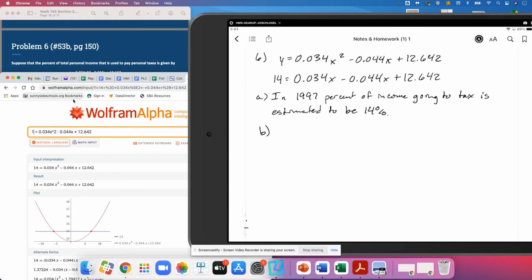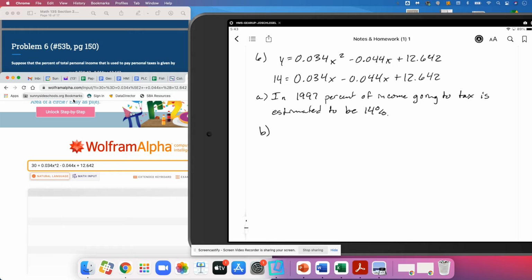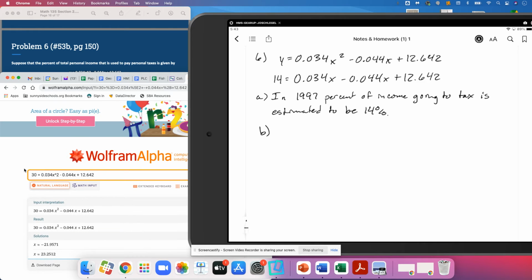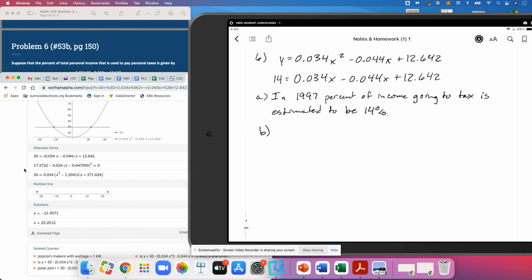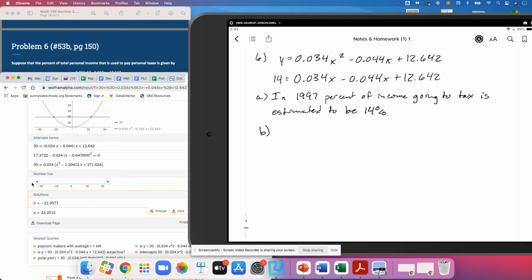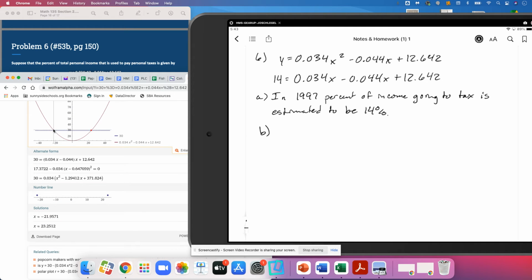This time I'm not going to write it again because it's very lengthy and I don't feel like doing that over on the iPad. So we do get negative 21.9, which again is not realistic because that's moving backwards in time and we cannot do that.